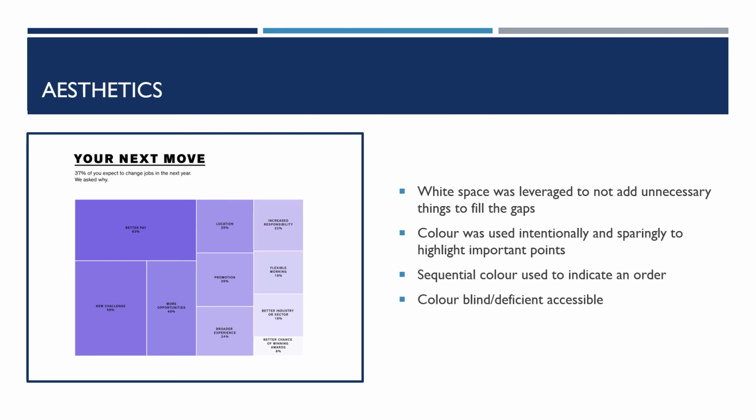In this visualization, there is nothing unnecessary to fill the gaps, leaving only the graph, the title, and the question in the visualization. The visualization also uses color intentionally and sparingly to highlight key points from the dataset. It uses sequential color of light to dark to indicate smallest to largest. Lastly, it is also colorblind/deficient accessible.